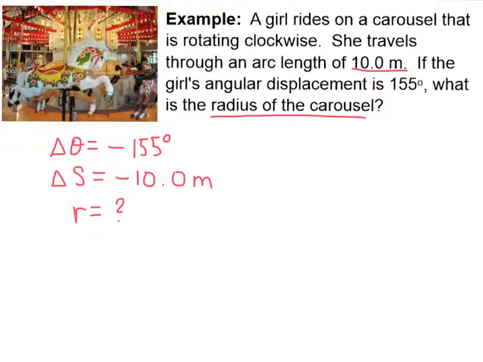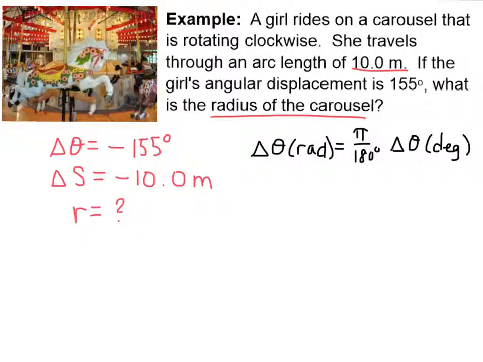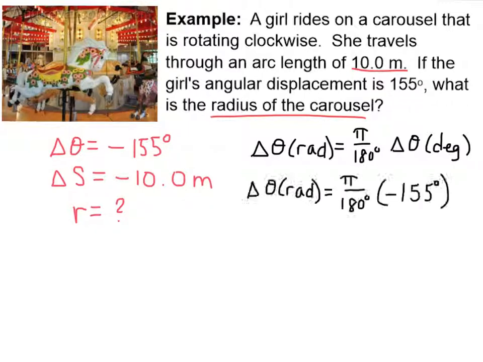It's my unknown. First, I need to convert my degrees for delta theta into radians, and I can do that using our formula that we just learned. So I simply plug my value in for delta theta in degrees, which is 155 degrees. And when I plug those numbers into my calculator, I get my angular displacement in radians as equaling 2.71 radians. Oops, I forgot it's a negative 2.71 radians, so I put that negative value in there.